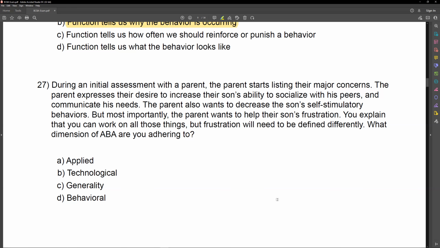You are focused on D, the behavioral characteristics of what we're trying to change, meaning whatever we're changing needs to be observable. It needs to be measurable. This frustration just needs to be defined differently. What does it look like? When does it occur? And then we can start to work on it, okay? So the dimension of ABA you're adhering to is behavioral. Whatever we're focused on needs to be observable. It needs to be measurable.